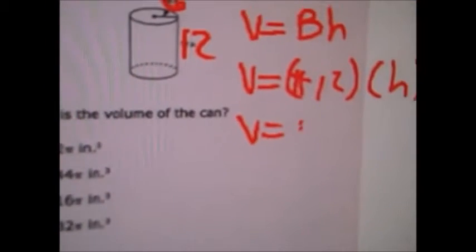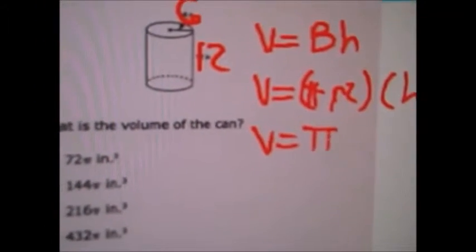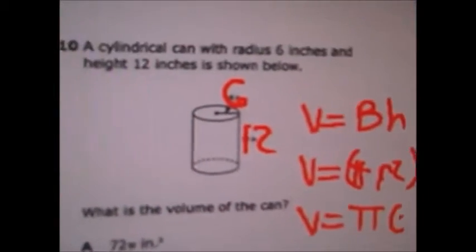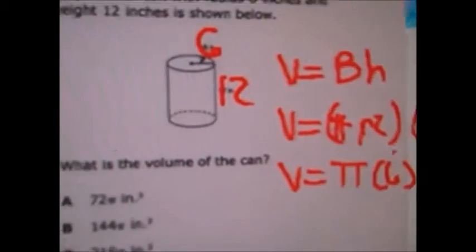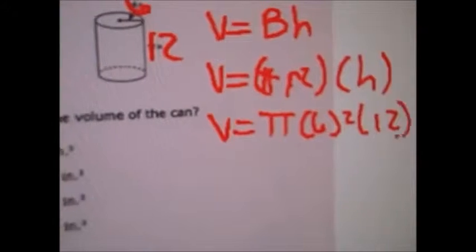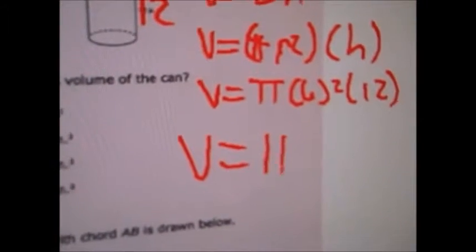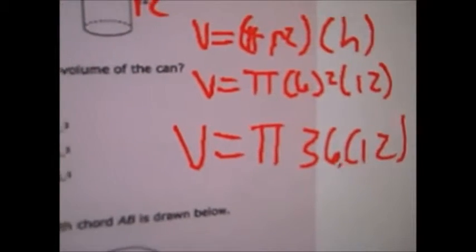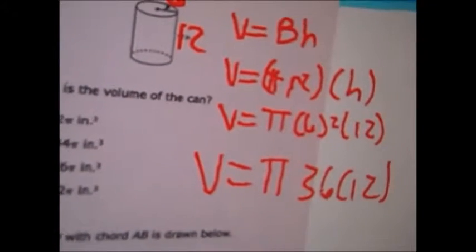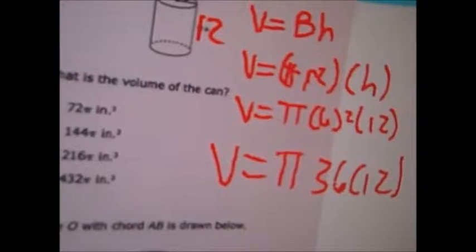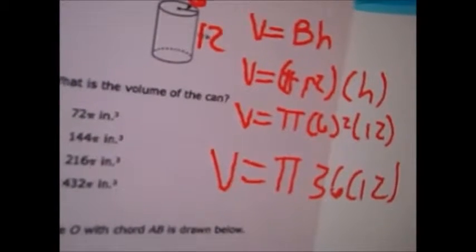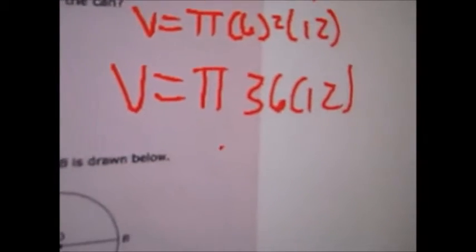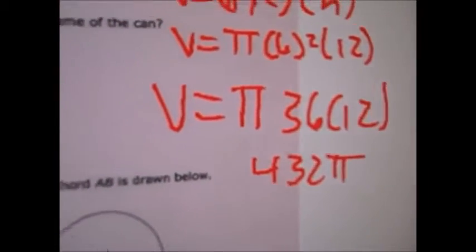We substitute what we know. We know r is 6, and then we know h is 12, which will be pi times 36 times 12. And that will be 432 pi. Answer choice D.